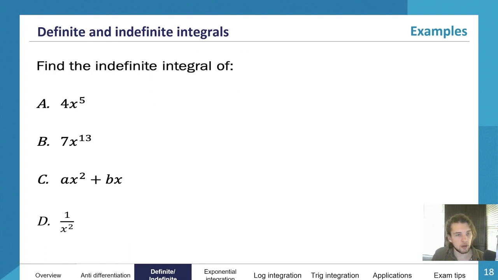So let's find the indefinite integral. That's the typical anti-differentiation of 4x to the power of 5.